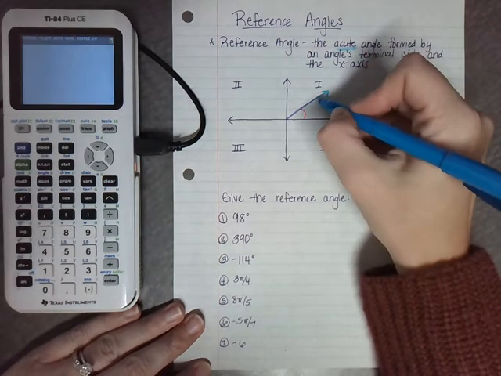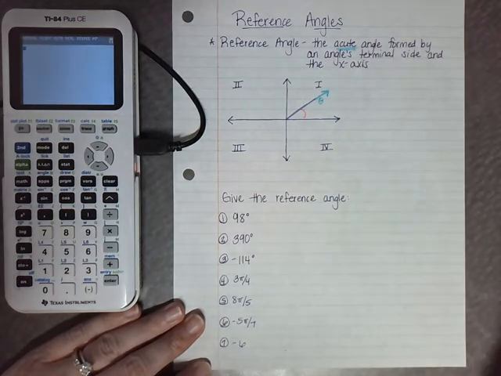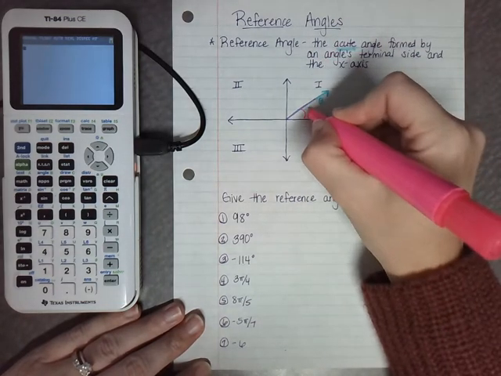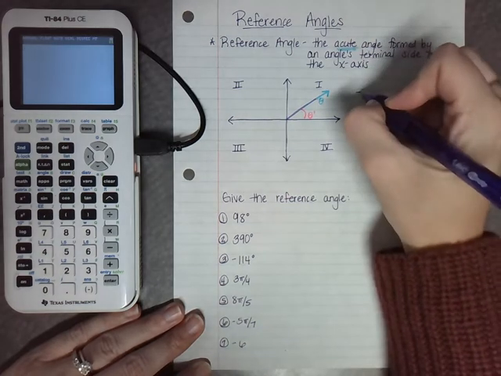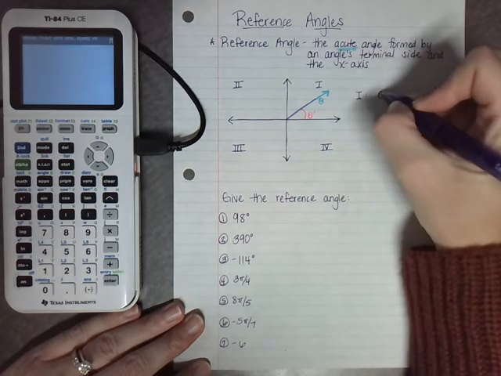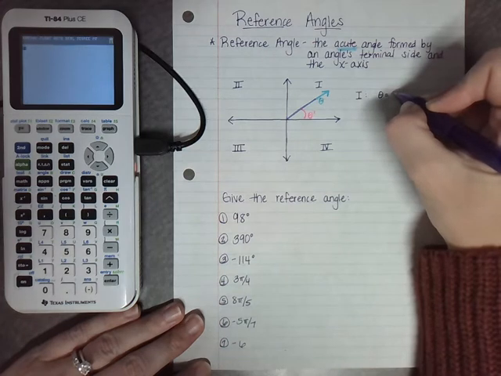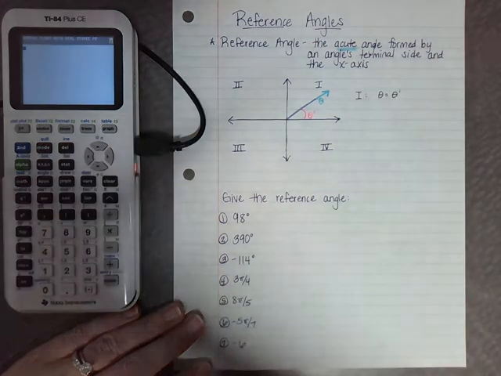Okay, so our angle we're going to call theta, and our reference angle we're going to call theta prime. So if you're in quadrant 1, the angle you're given is the reference angle.